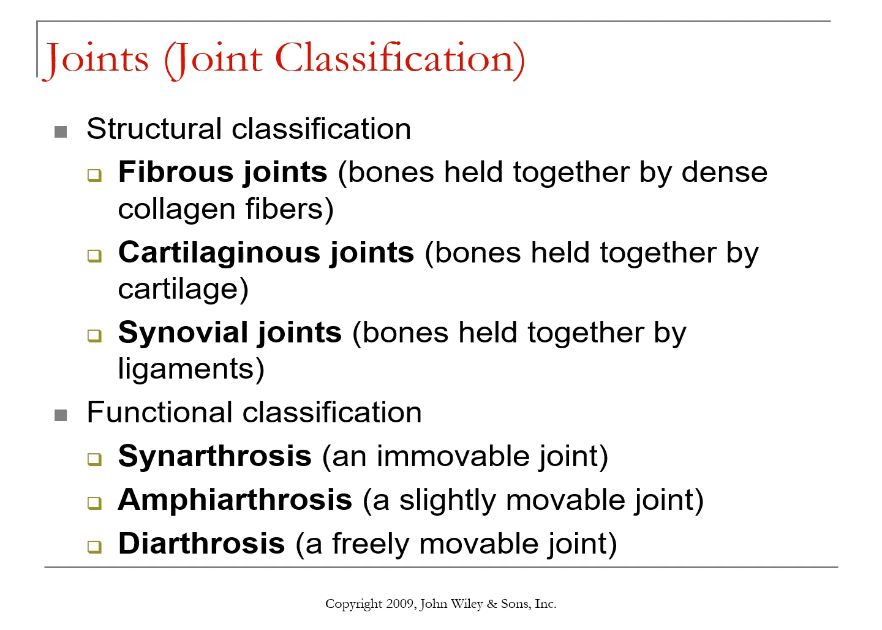Diarthrosis is a freely movable joint. There are varying degrees of movement, but compared to the others, a diarthrosis is a freely movable joint. All synovial joints are diarthroses. All diarthroses are synovial joints. However, synarthroses and amphiarthroses can be either fibrous or cartilaginous. Let's look at some examples.